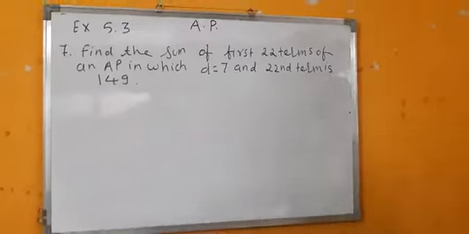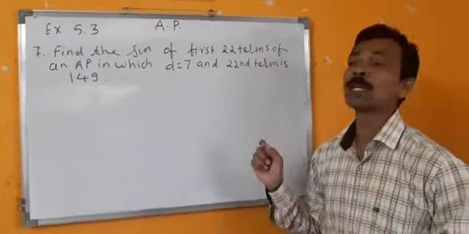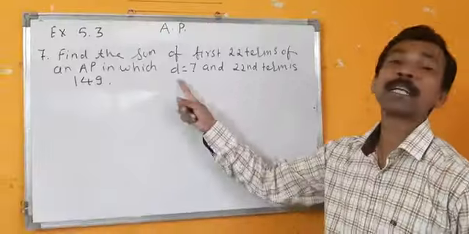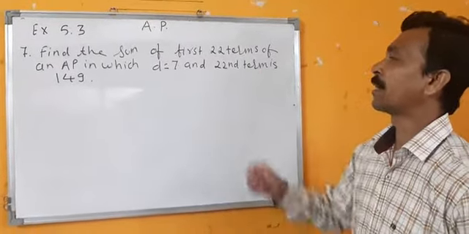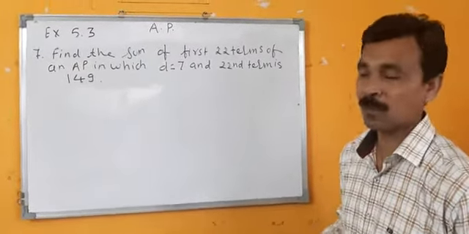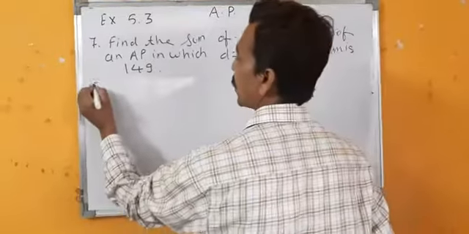Seventh sum. Find the sum of first 22 terms of an AP in which D is equal to 7 and 22nd term is 149. Solution.